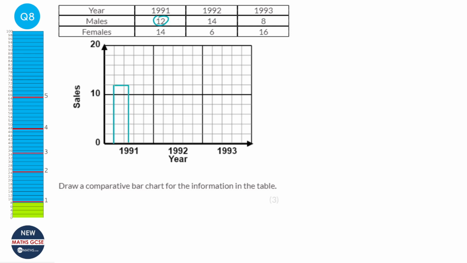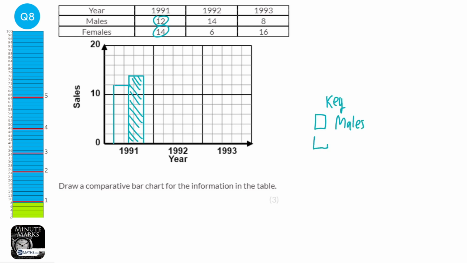There we go. And then right next to it, we're going to do females, which is 14. And so what we're going to do is make this go up to 14. And there we go. Now, we need to be able to tell these apart. So what I'm going to do is just shade in the females. And we should do a little key. And we say that if they're not shaded, it's males. And if they're shaded, that is females.